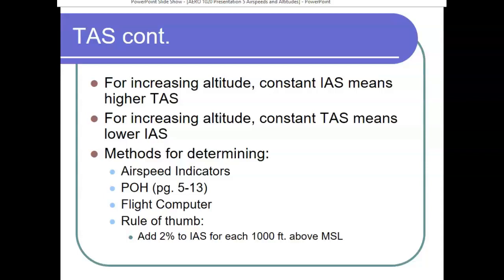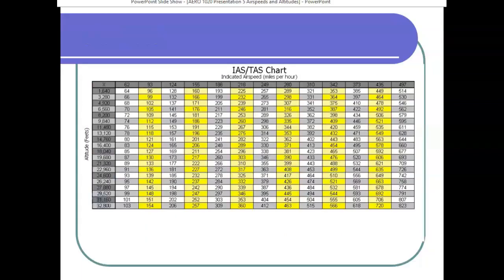The pilot's rule of thumb is to add 2% to the indicated airspeed for each 1,000 feet above mean sea level. Here is an indicated airspeed and true airspeed chart that you can use to determine your true airspeed. As you can see, the indicated airspeed is at the top, and below that you see the different true airspeeds based on altitude. So at 8,200 feet, true airspeed is 145 knots, when indicated airspeed is 124 knots.